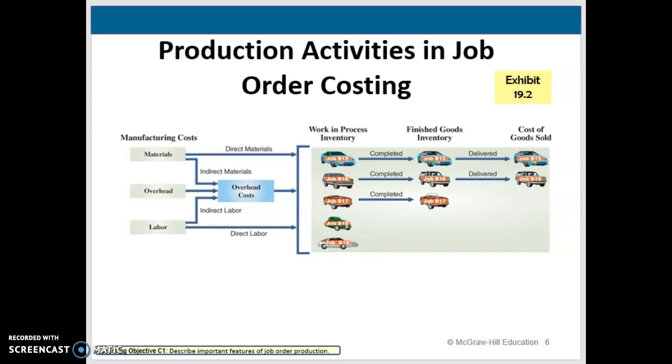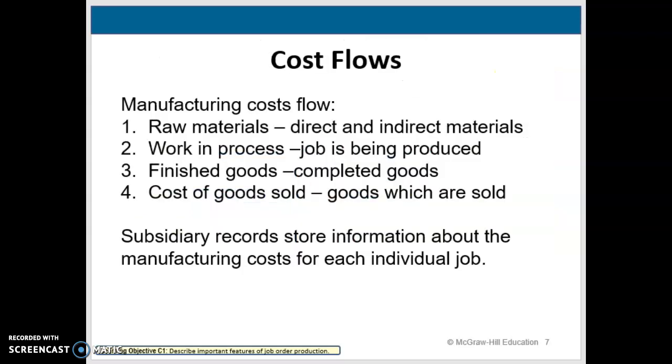All right, so to keep track of each of these jobs, we're going to use something called a job cost sheet, which we'll look at. So when we're looking at the flows, that's what we're going to get into with a job cost sheet. We're going to be tracking the flows of raw materials, whether it's direct or indirect materials. We're going to be looking at work in process, the job that's being worked on. Finished goods is when the completed goods are transferred in, when they're done and ready to be sold. And then our cost of goods sold keeps track of what we've sold. So we're going to keep track of those for each job.